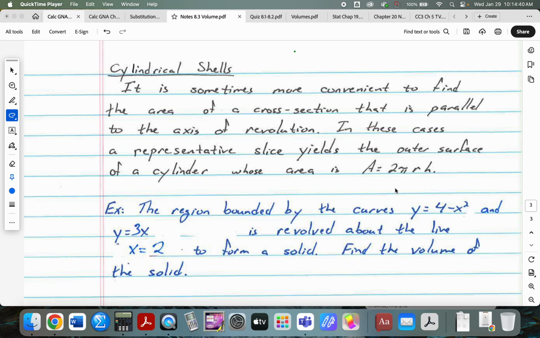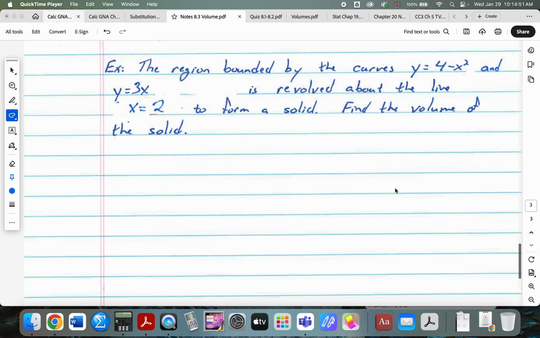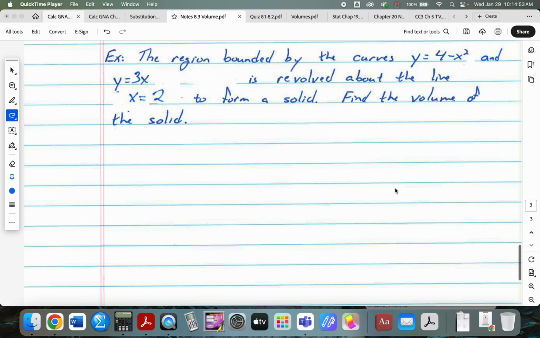Okay, now this example will show you one where I can see why that would be useful. We'll talk about why it's better to use shells on this than it is to use something else. So the region bounded by the curves y equals 4 minus x squared and y equals 3x is revolved about the line x equals 2 to form a solid. Find the volume of the solid.